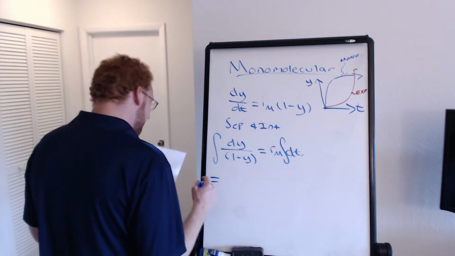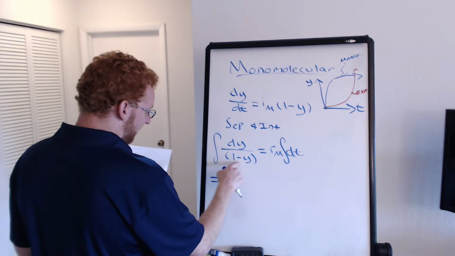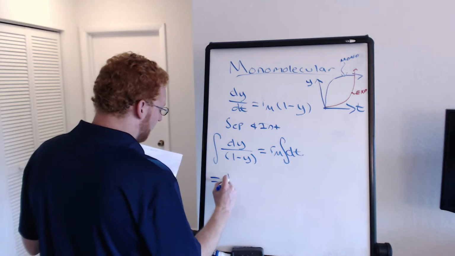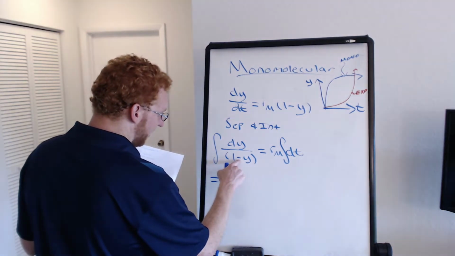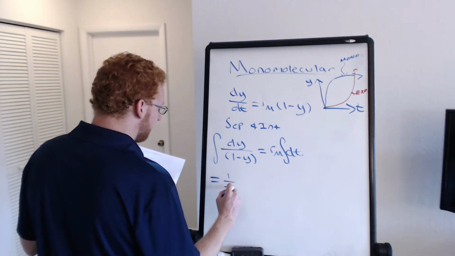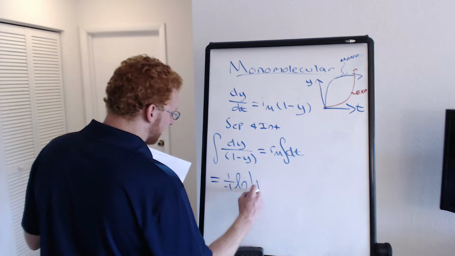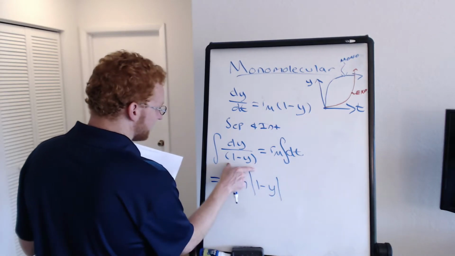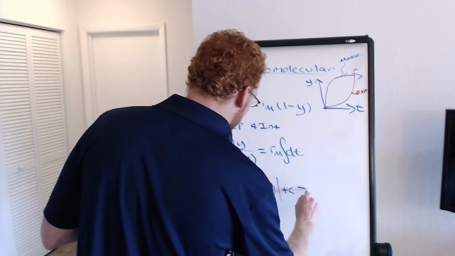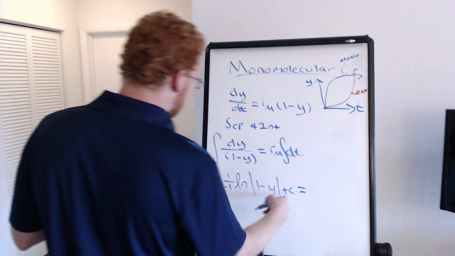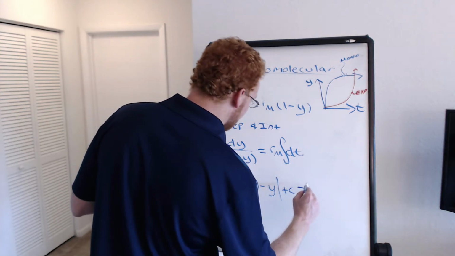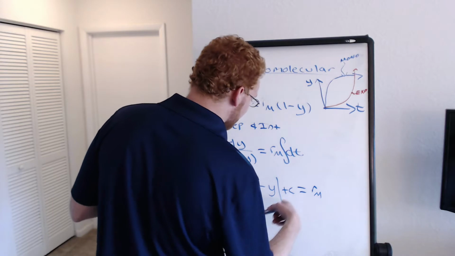Then the integral of 1 over 1 minus y is equal to 1 divided by the constant in front of the variable, which is negative 1, so 1 over negative 1, natural log of the absolute value of 1 minus y, which is just that term, plus a constant of integration, because we're doing it indefinitely, is equal to r sub m times t, plus a constant, but I'm grouping the constant over there.